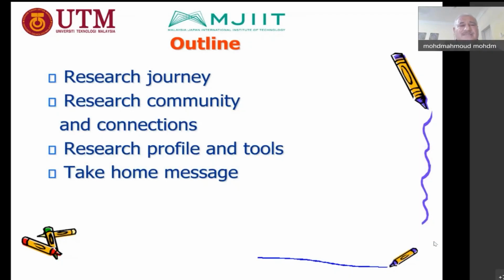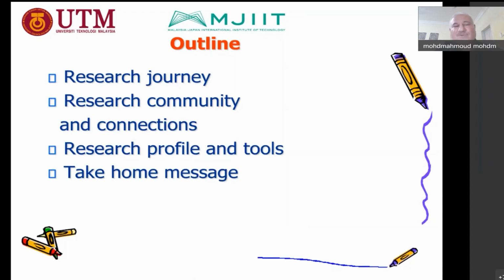So let's start with this outline. I'm going to touch on the research journey, and I like to use this particular expression, and I will tell you later why. Then research community and connections. You need to know what the research community is.